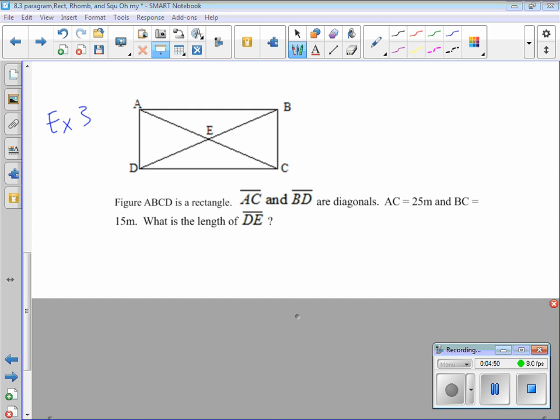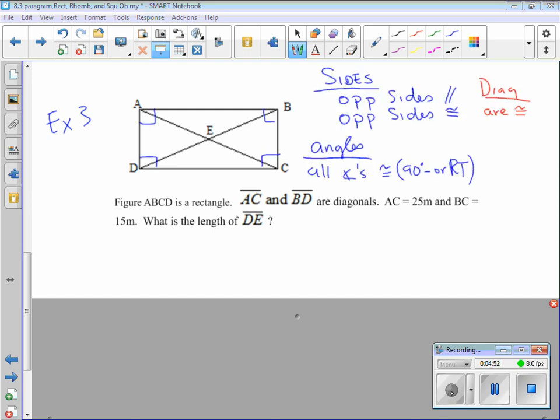So I went through my chart and listed all the things that I know about the sides, the angles, and the diagonals for a rectangle. The opposite sides are parallel, opposite sides are congruent. Angles, all the angles are 90, diagonals are congruent. And of course, there are some other parallelogram features that come together with this.